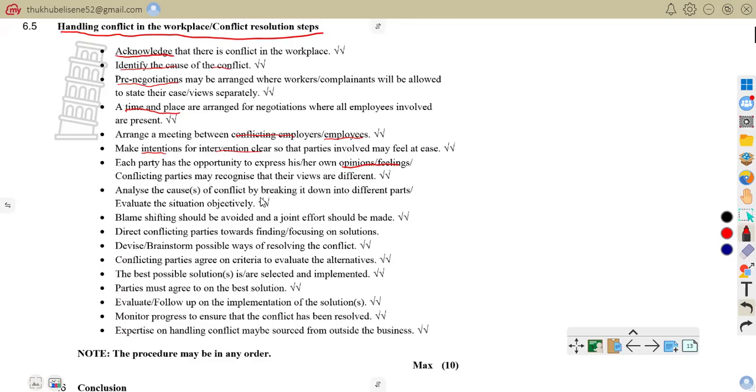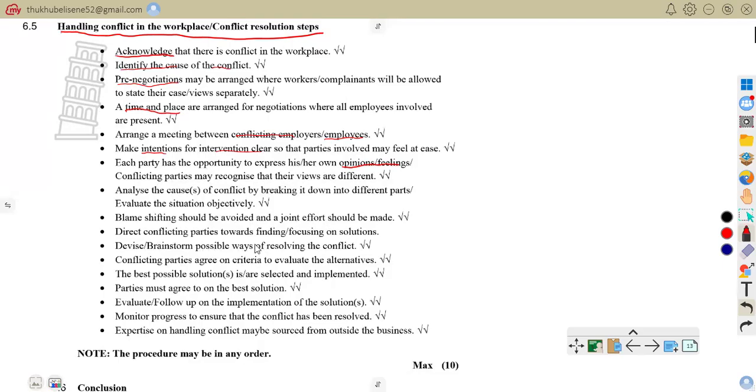Analyze the cause of conflict by breaking it down into different parts and evaluate the situation objectively. You have to evaluate the situation in an objective way. Blame shifting should be avoided and joint effort should be made. So blame shifting should be avoided. Don't shift the blame.